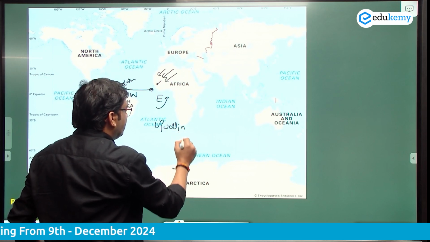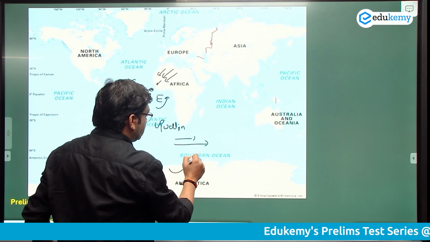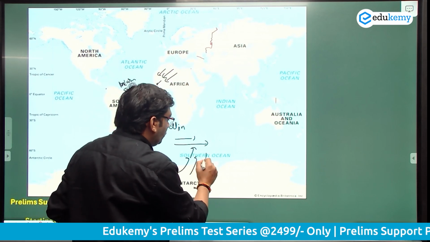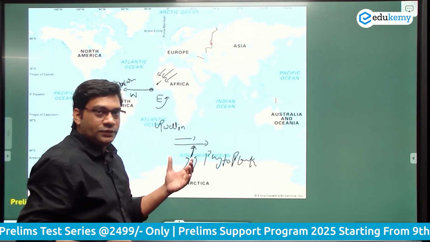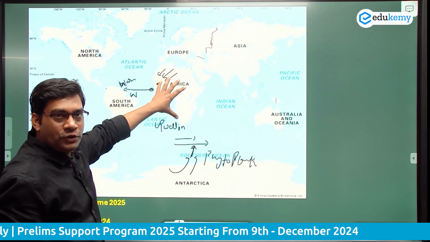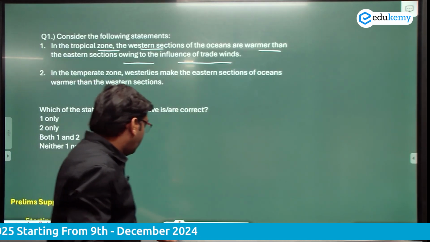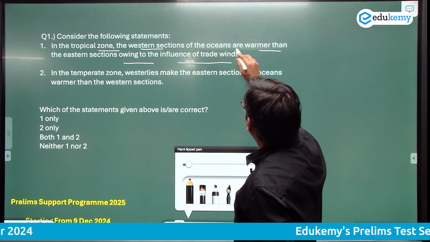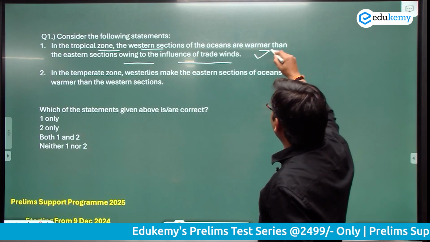Upwelling, the basic idea here is when surface water is dragged by the wind, the cold water from below reaches toward the surface, and this cold water brings good nutrients. That causes more phytoplankton here. These phytoplanktons are one of the reasons why most of the good fishing zones are here. So warm water will be in the western part because of the influence of trade wind, and cold water here. So the first statement, that in the tropical zone the western section of the ocean is warmer than the eastern section owing to the influence of trade wind, is correct.